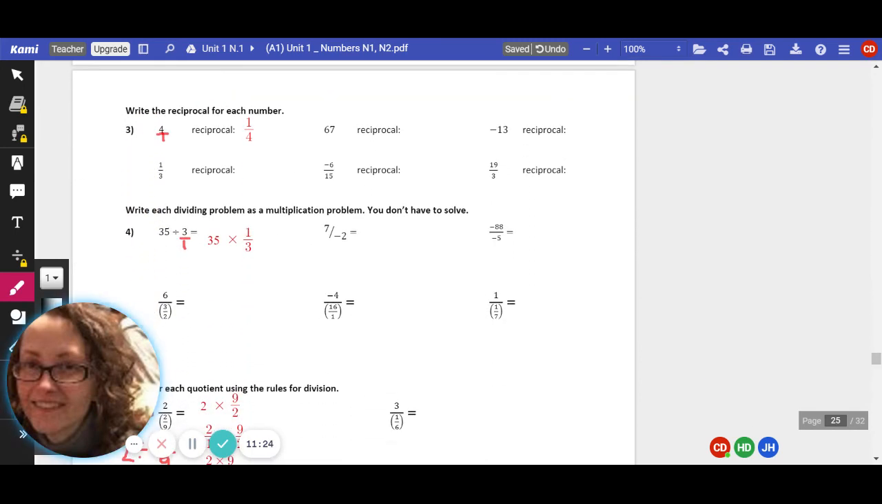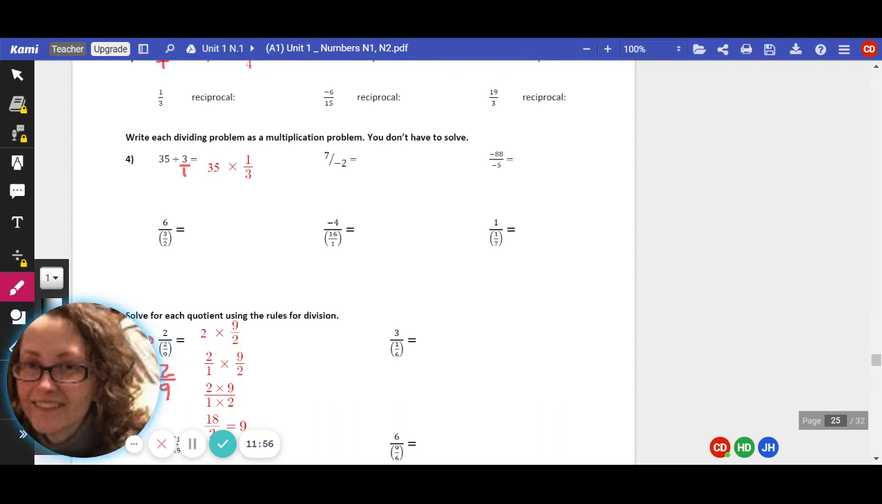Question 3 is asking us to find the reciprocal of each of these numbers. In part A, we can find the reciprocal of 4 by first putting 4 over 1. And then we will flip this fraction. In this case, we get 1/4. Try the rest of question 3 at the end of this video.